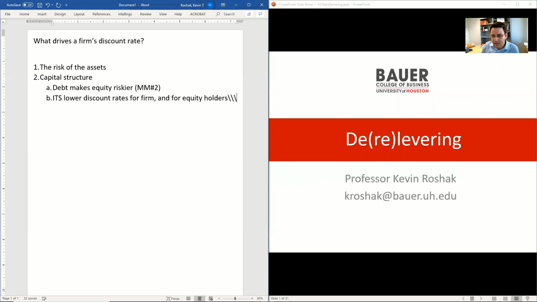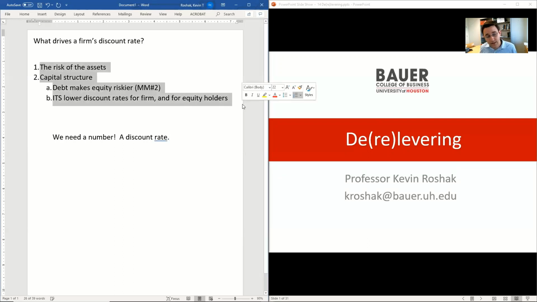What we've done is we've talked about this in kind of generalities. What we need to do next is to put a number on these things, right? We need a rate. We need to have some number. In order to get a rate, we need to take these ideas. We know that these things affect the discount rates. We need to take those ideas and put them into a formula somehow. We need to think about them rigorously to get a number. That's what we're going to do with this next topic on delevering and relevering.